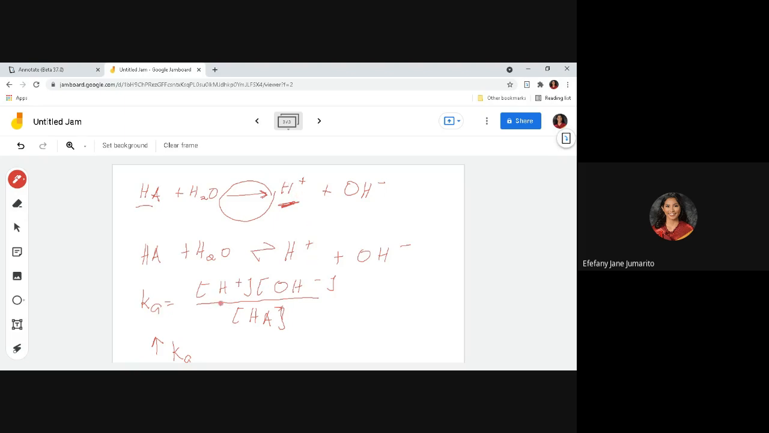Now, we have here Ka. If we have a larger Ka, then we will have more products. Remember this one. And then it will become more acidic or more basic? Acidic, ma'am. Yes, it will become more acidic because there will be a lot of concentration of your acids.